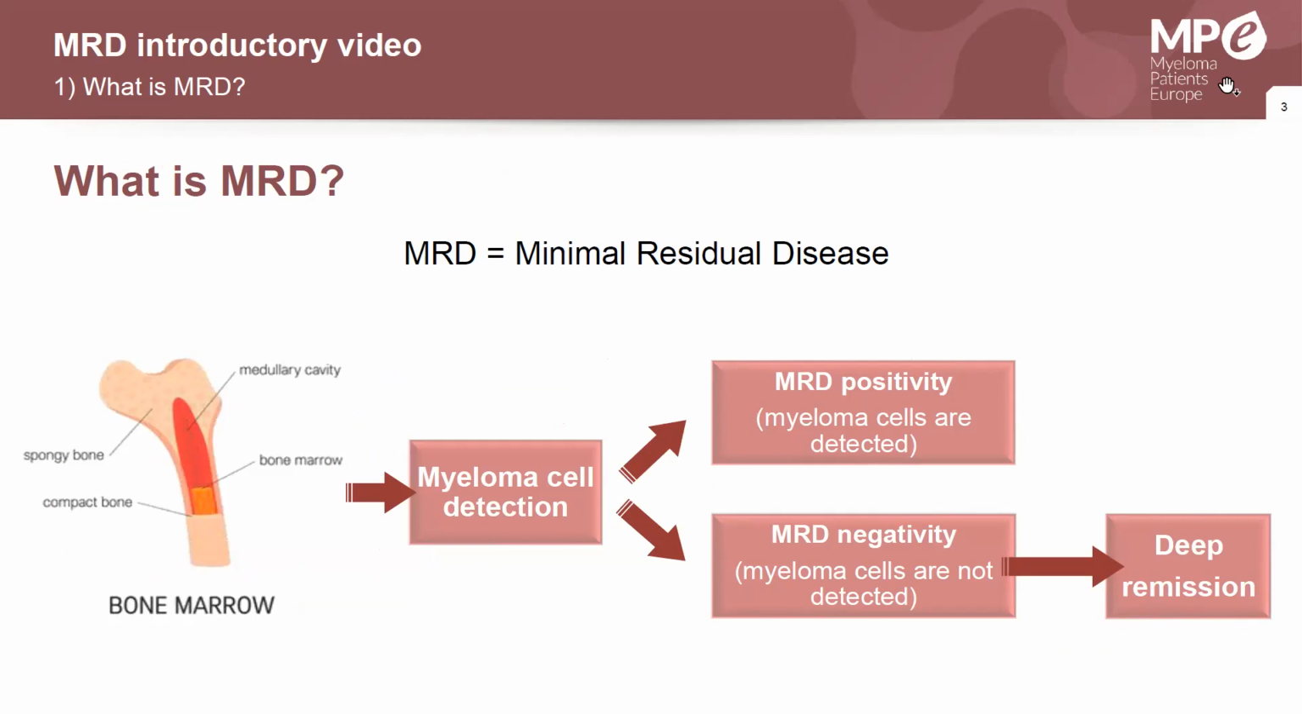The results of MRD assessment is either positive, meaning that myeloma cells are detected, or negative, meaning that myeloma cells are not detected. MRD negativity indicates that a patient is in a deep remission and helps measuring the effectiveness of treatment. It can also predict risk of relapse. MRD negativity has been previously used as an important aim in solid tumor as well as in blood cancers such as leukemia, lymphoma, and now in myeloma.